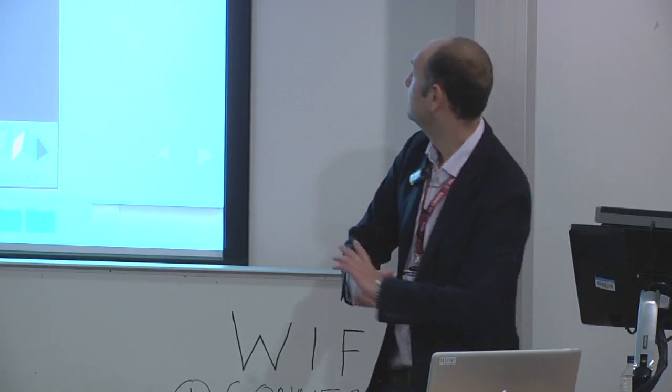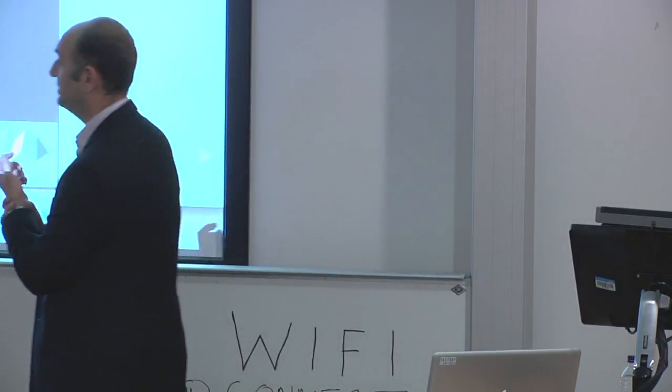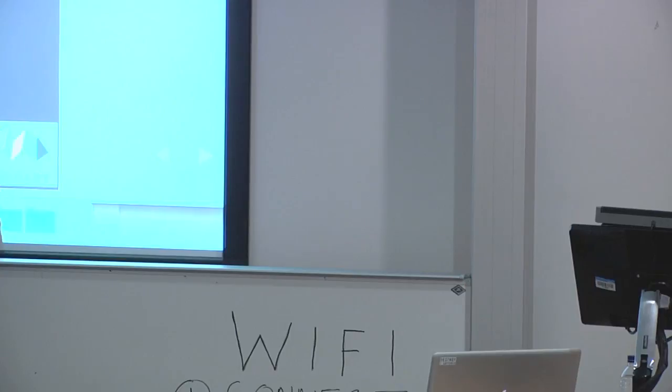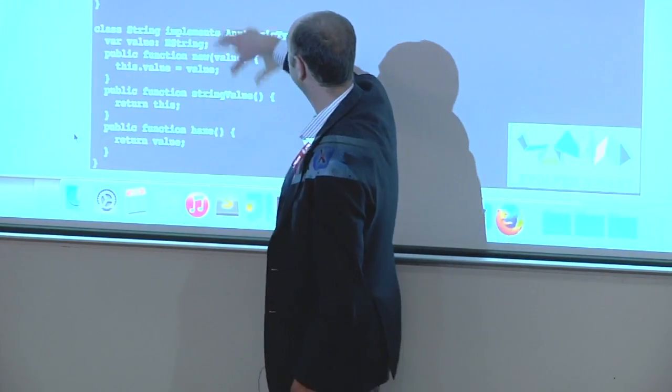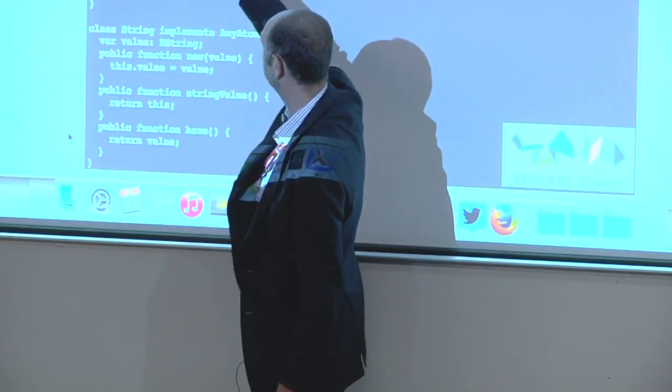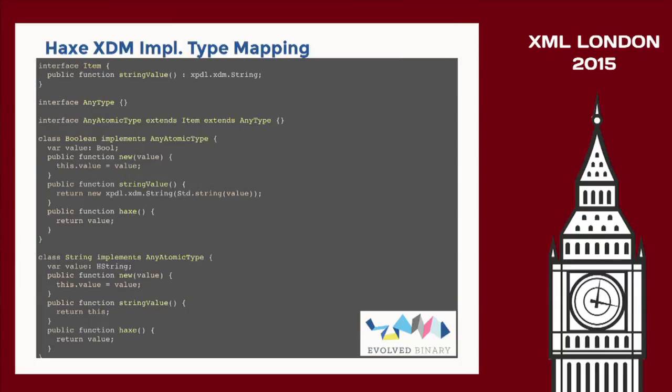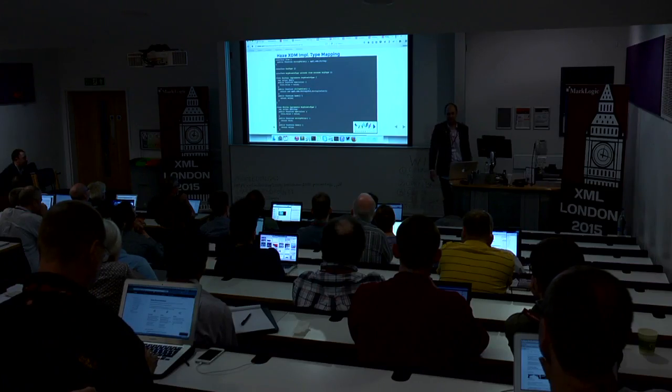Okay, and this is it. So this is my implementation type mapping. This is Haxe, the language. So if you know the XDM, we start with an item, there's an atomic type. And to start with, I just did two types. So I have a Boolean and I have a string. And that's the real code that compiles to Java, C++, all of this. Now, obviously, there's a lot more types in XDM, but my slide is very small, so I can't put them all on there.